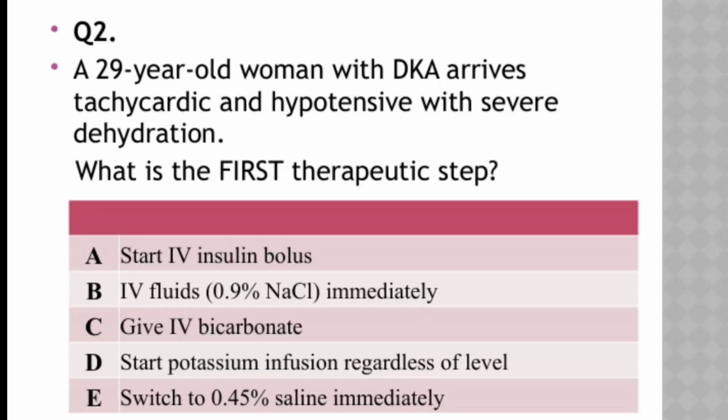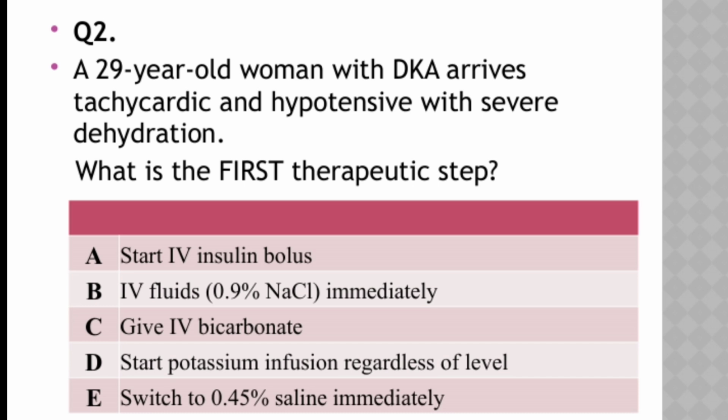Let's look at the options for the initial management of this patient with diabetic ketoacidosis. The first step is crucial to stabilize her hemodynamics. Starting with an IV insulin bolus is important, but not the very first action in this scenario. Administering IV fluids, specifically 0.9% NaCl, immediately is the top priority here. Because she's tachycardic, hypotensive, and severely dehydrated, her main issue is volume depletion. Replacing her fluids promptly will help improve her blood pressure and tissue perfusion.